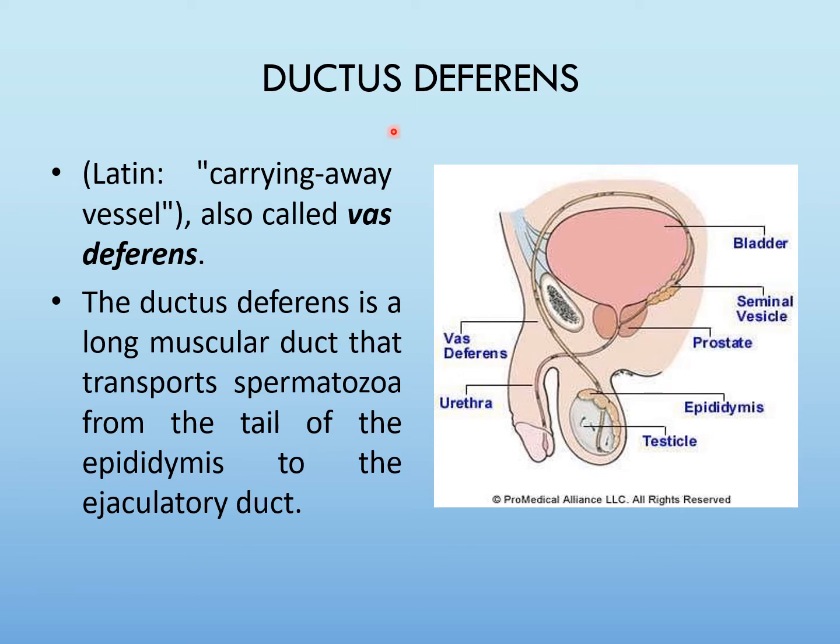Then the next structure in the male reproductive system is the ductus deferens. It is a Latin word. It means carrying away vessel. It is also called a vas deferens. It is a long muscular duct. It transports spermatozoa from the tail of epididymis to the ejaculatory duct.